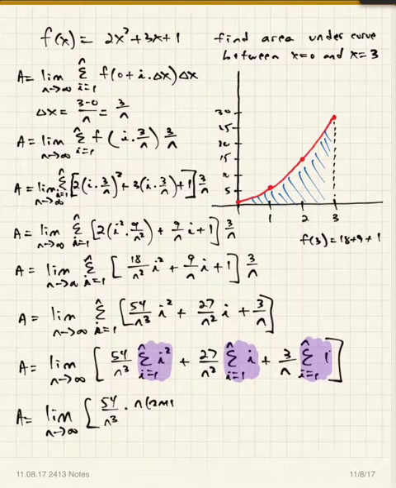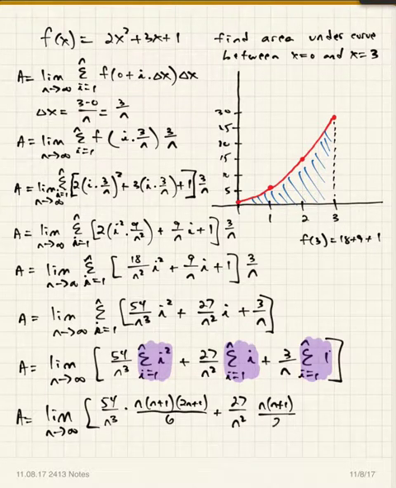Oops, I was writing it in the wrong order from what I wrote before, so let me write it in the same order. So n times n plus 1 times 2n plus 1, that's better, over 6. That's the sum as i goes from 1 to n of i squared. Plus 27 over n squared times n plus 1 over 2. Plus, and then 3 over n times n, finally. The last one's always going to be easy if it's constant like that.